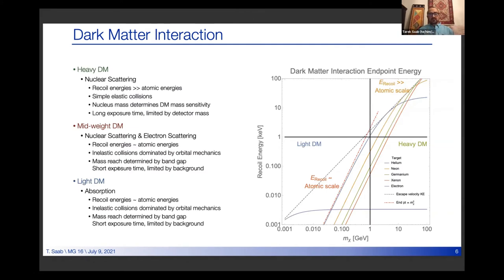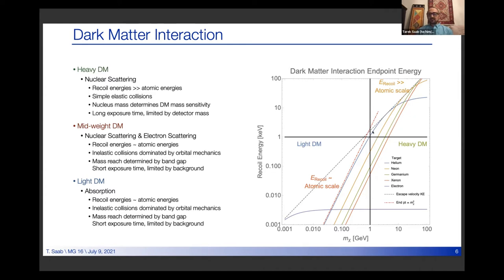To highlight the effect of the dark matter particle mass on how you go about the search, I show in this plot the maximum recoil energy the dark matter particle can transfer to a detector atom as a function of its mass. For a long time, the detection community has been searching up here in this top corner. For heavy dark matter particles, the transferred energy is on the order of keV, much larger than the atomic scale. So you can think of it as just a dark matter particle interacting with a particle, and we use a lot of particle physics techniques to pursue these searches.